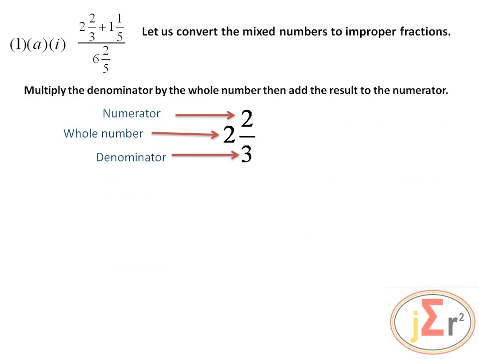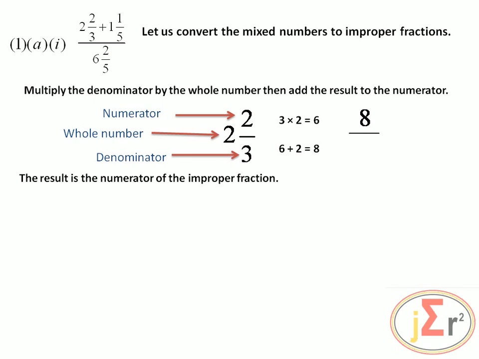Multiply the denominator by the whole number, then add the result to the numerator. So we are going to multiply the denominator by the whole number. 3 multiplied by 2 is equal to 6, and that we are going to add to the numerator. 6 plus 2 is equal to 8. The result is the numerator of the improper fraction. So 8 is the numerator of the improper fraction. And of course, the denominator is going to be the same as we had before.